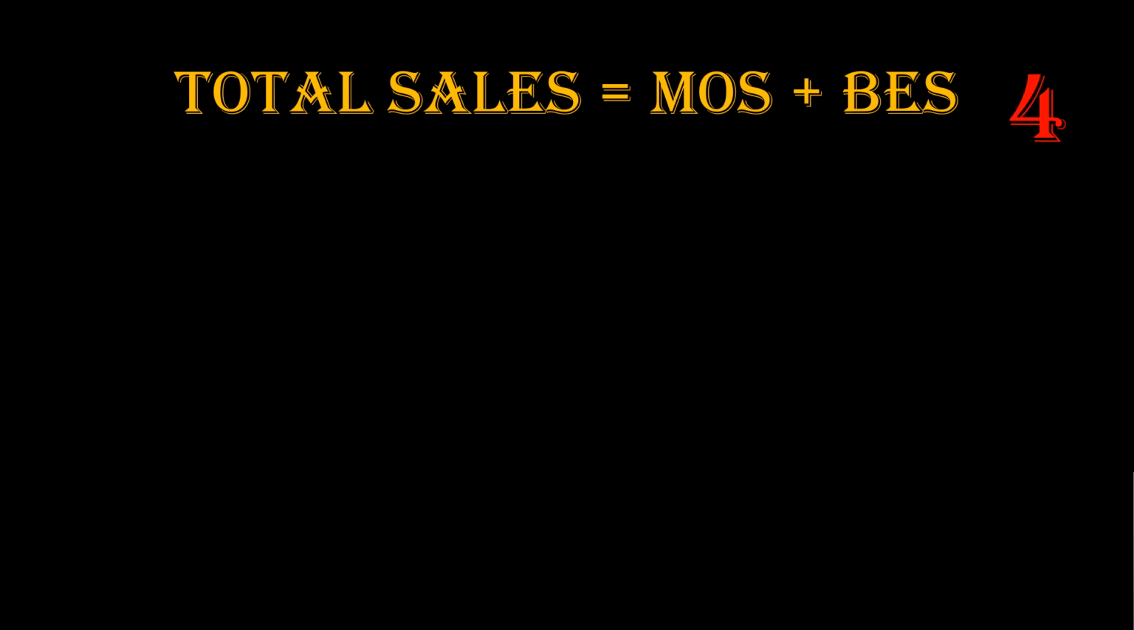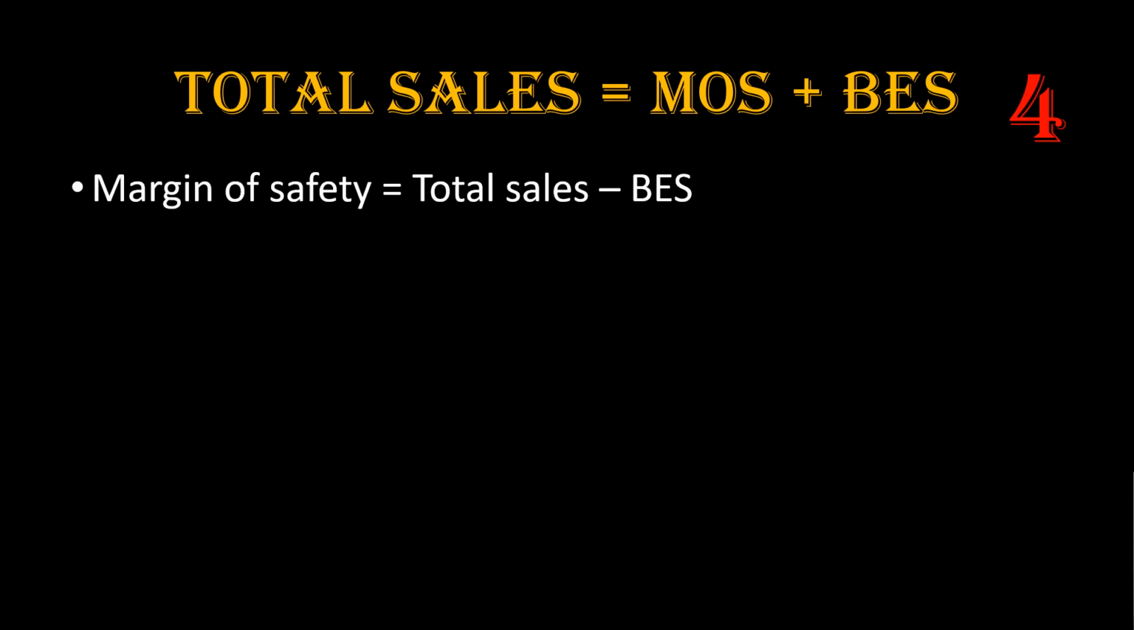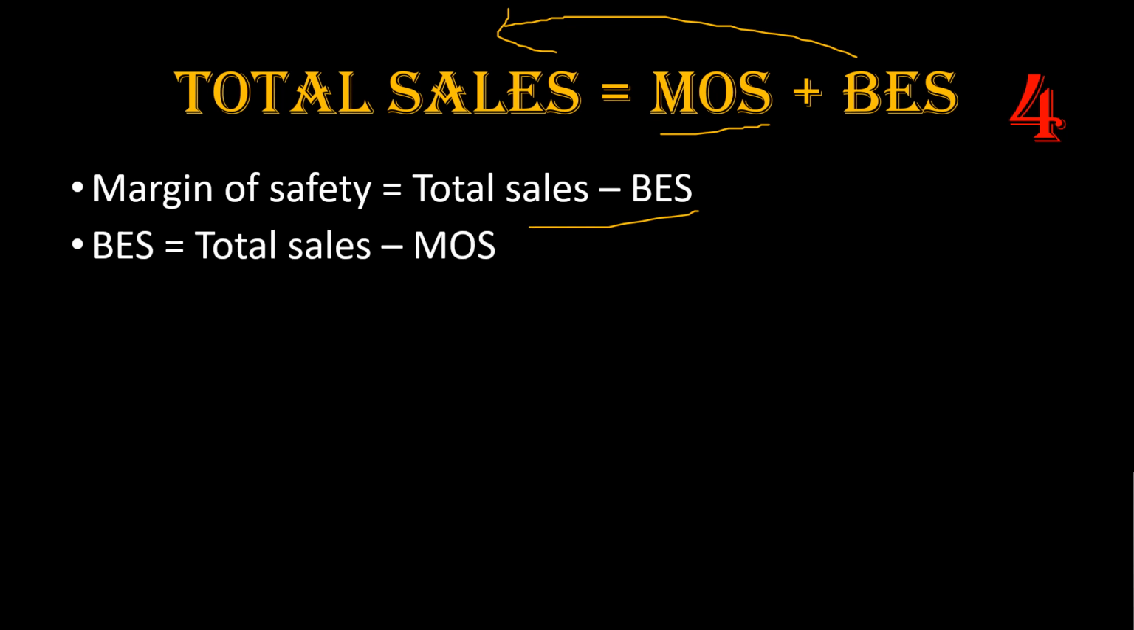Here the total sales is equal to margin of safety plus break-even sales. I already explained this concept. So margin of safety stays here and the break-even sales comes to the left side. Margin of safety is equal to total sales minus break-even sales. Next, the break-even sales stays here and the margin of safety comes to the left side. Then break-even sales is equal to total sales minus margin of safety.